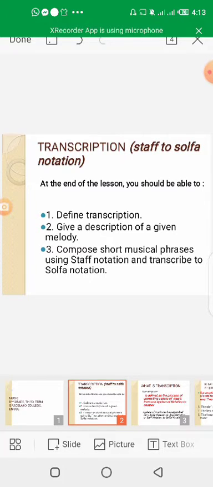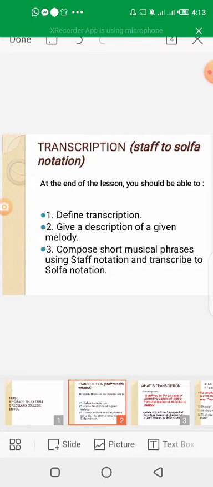The third week we did musical terms, signs and abbreviations. This week we shall be doing transcription. Now transcription can either be from staff to solfa or from solfa to staff. But this week we shall be doing from staff notation to solfa.